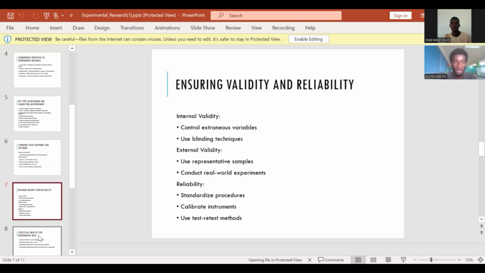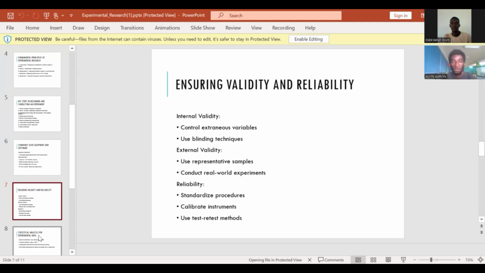Now, in internal validity, we're basically looking at the extent to which the observed effects in an experiment can be attributed to the manipulation of an independent variable. So we are controlling extraneous variables using blinding techniques like I had spoken of. And then in external validity, we're looking at the extent to which the results of the study can be generalized. So we use representative samples, we conduct real-world experiments.